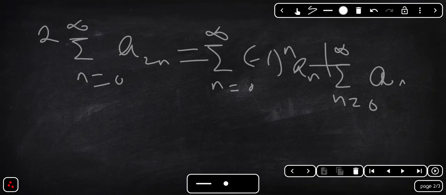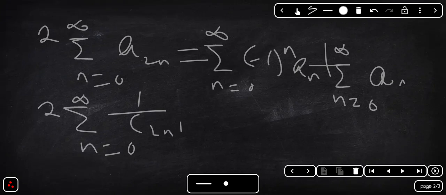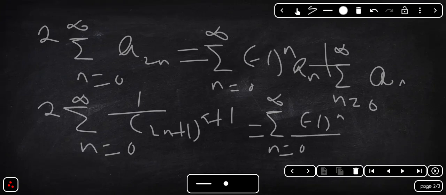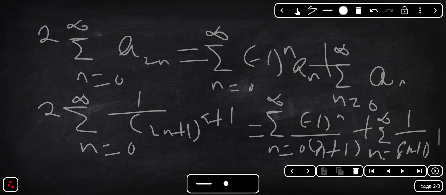And then don't forget the series we want to evaluate. I'm using this to be the series: 2 multiplied by the sum of n from 0 to infinity of 1 over 2n plus 1 raised to the power a plus 1. I can say this is equal to the sum of n from 0 to infinity of minus 1 raised to the power of n over n plus 1, then plus the sum of n from 0 to infinity of 1 over n plus 1 raised to the power a plus 1. A plus 1, sorry. And this one also is a plus 1.